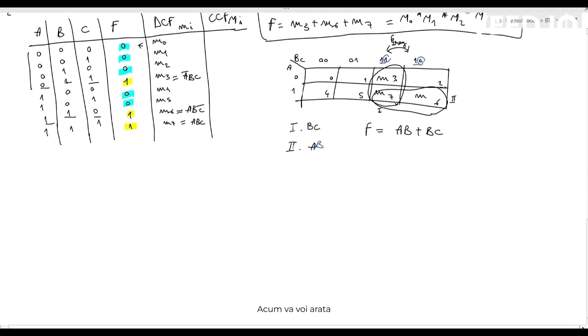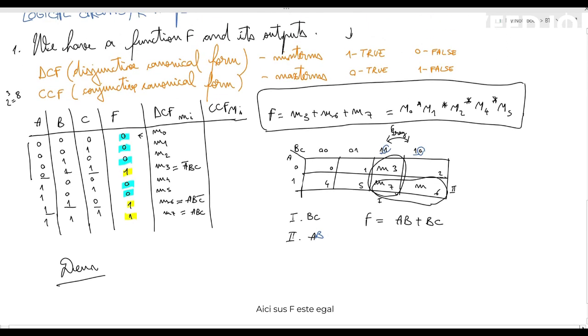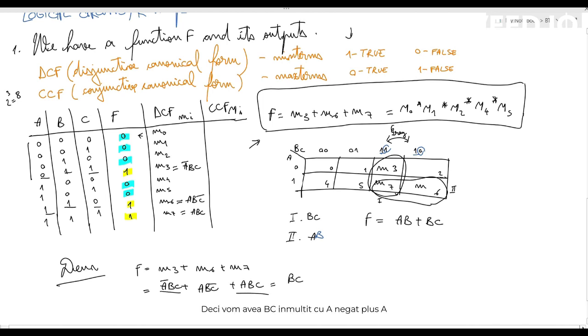Now I'm going to demonstrate this to you. So up here we have F equals M3 plus M6 plus M7. Now M3 is A negated BC plus ABC negated plus ABC. This is equal to, we are going to group these two. So we are going to have BC times A negated plus A. This is always 1 plus ABC. We are going to have BC plus ABC negated.